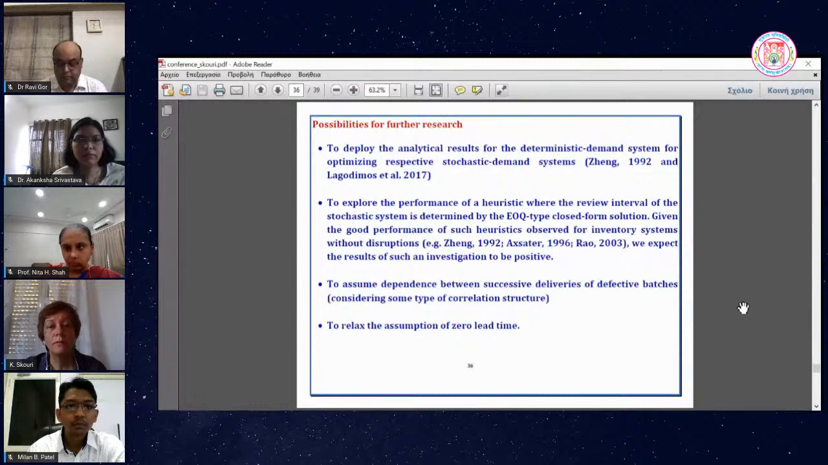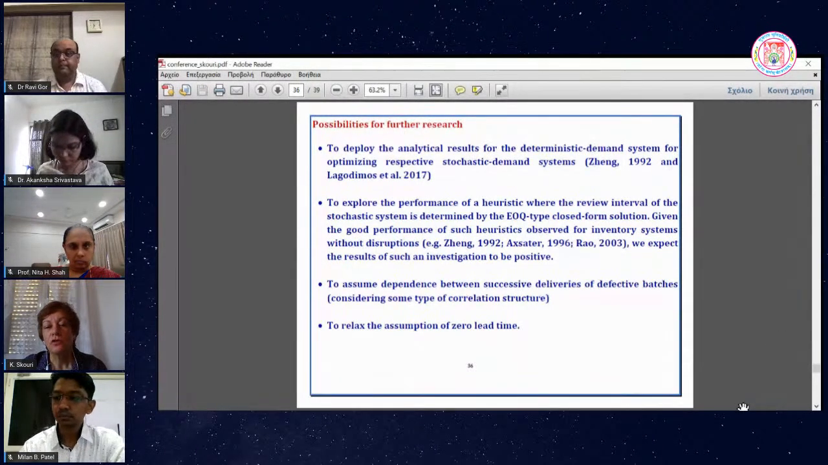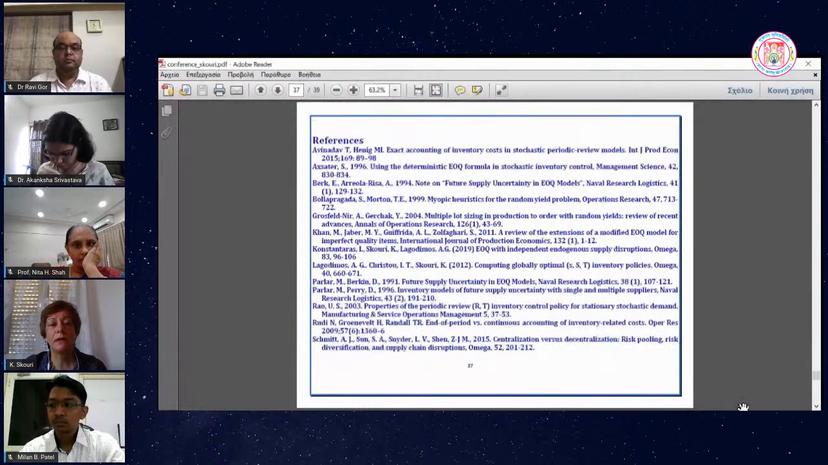Here we suggest some possibilities for further research. For example, to deploy the analytical results of the deterministic demand system for optimizing the respective stochastic demand system, to explore the performance of a heuristic where the review interval of the stochastic system is determined by the EOQ-type closed-form solution. Given the good performance of such heuristics observed for inventory systems without disruption, we expect the results of such an investigation to be positive. To assume dependence between successive deliveries of defective batches, considering some type of correlation structure, and finally to relax the assumption of zero lead time. And here are some references.